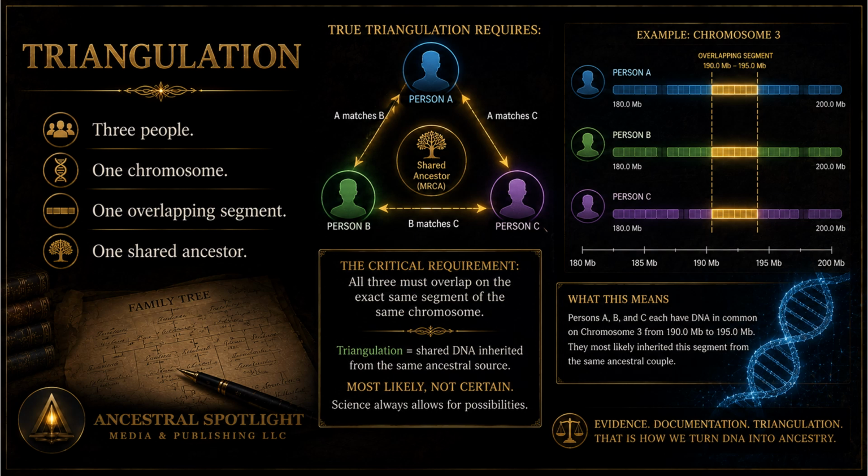Triangulation tells us these individuals most likely inherited the same piece of DNA from the same ancestral source. Notice I said most likely.